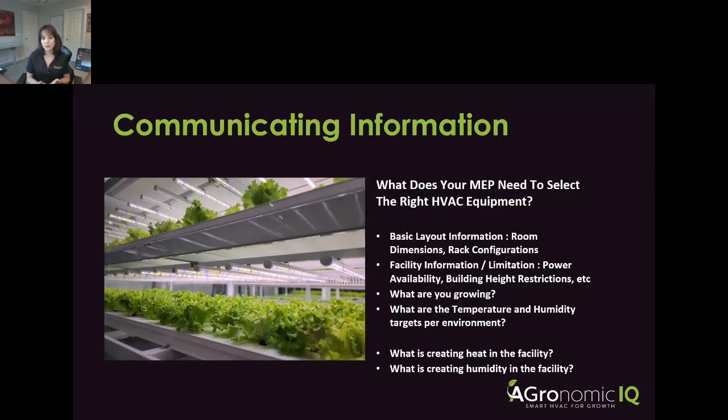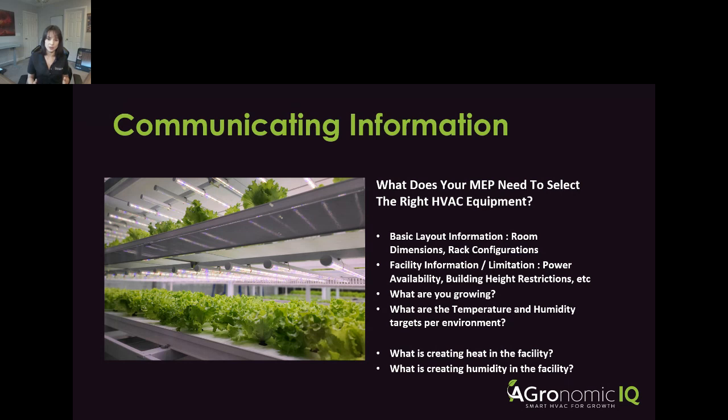Now, communicating this information, I spend so much time, like I said, coaching the MEPs that I work with on all of the questions that are necessary for them to get an accurate grasp of what is going on in these grow rooms, so that we can design systems appropriately and select equipment appropriately. So the initial information that they need is basic layout information. What are the dimensions of the grow rooms? Obviously, what are the rack configurations, etc. They also need to understand facility information and limitations.